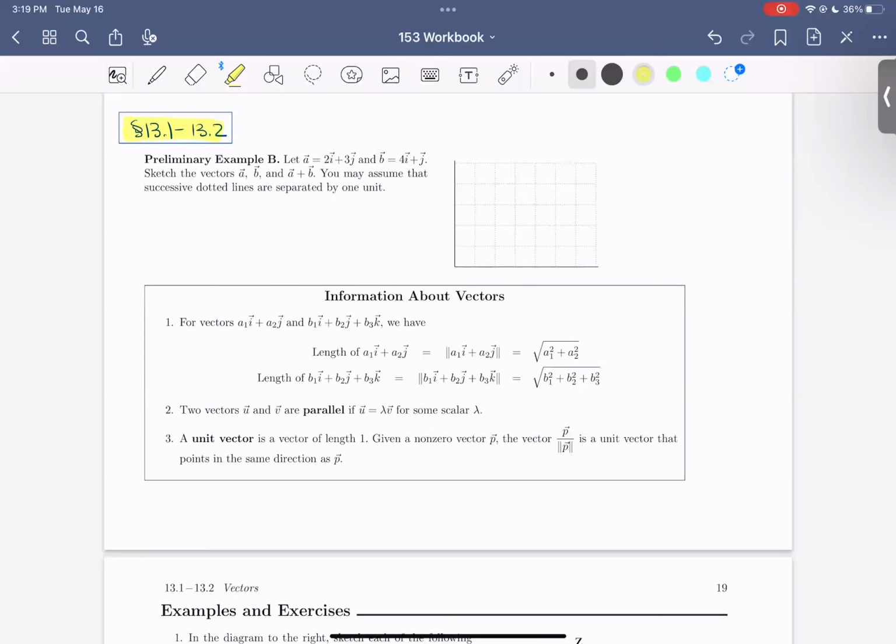In this video, we're going to look at the preliminary example part B in section 13.1 and 13.2. So in this example, we're going to look at vector addition. Vector addition is pretty straightforward algebraically, and it also has some really interesting consequences graphically. So let's take a look.